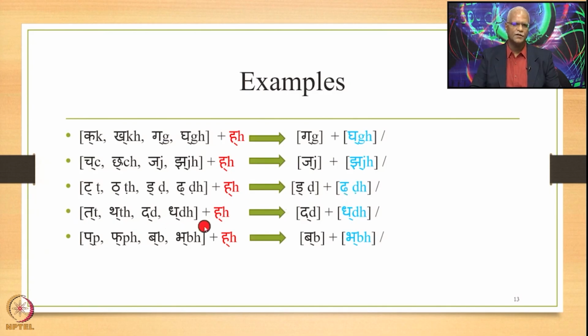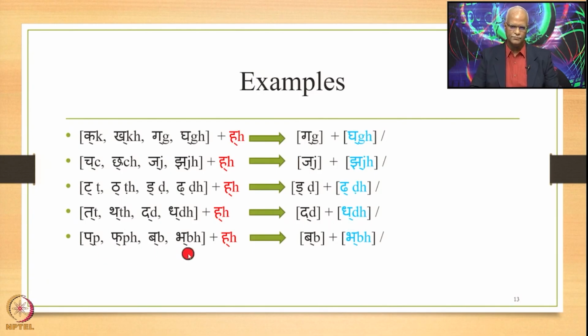Then we have ta, tha, da, dha plus ha as the input. Ta, tha, da, dha are substituted by the third, namely d, and ha is substituted by the purva savarna, that is the fourth class consonant, that is dh. So we have d plus dh as the output.